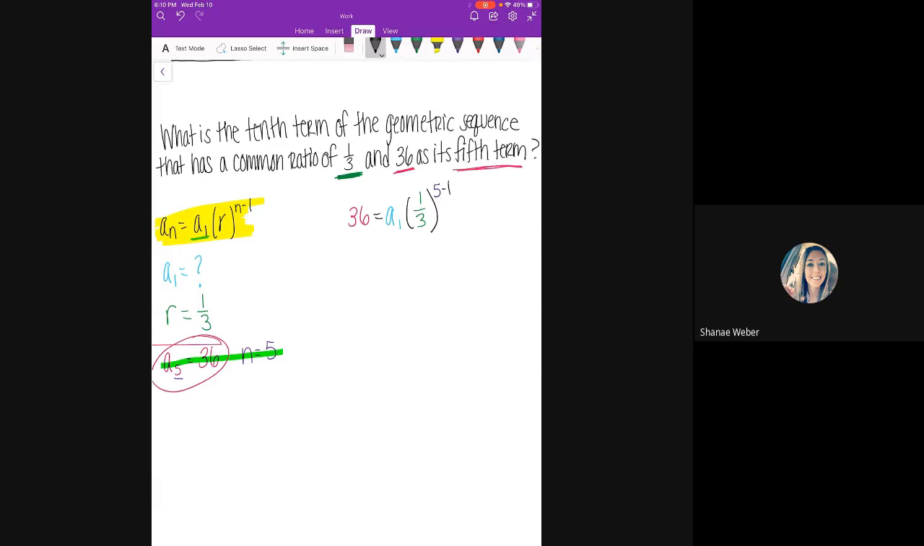And if I simplify a little bit, I can write 36 equals a sub 1 times 1/3 to the 4th power, because 5 minus 1 is 4. Okay, you definitely want a calculator for this. So what I'm going to do first is figure out what 1/3 to the 4th power is. So I'm going to go to my calculator.